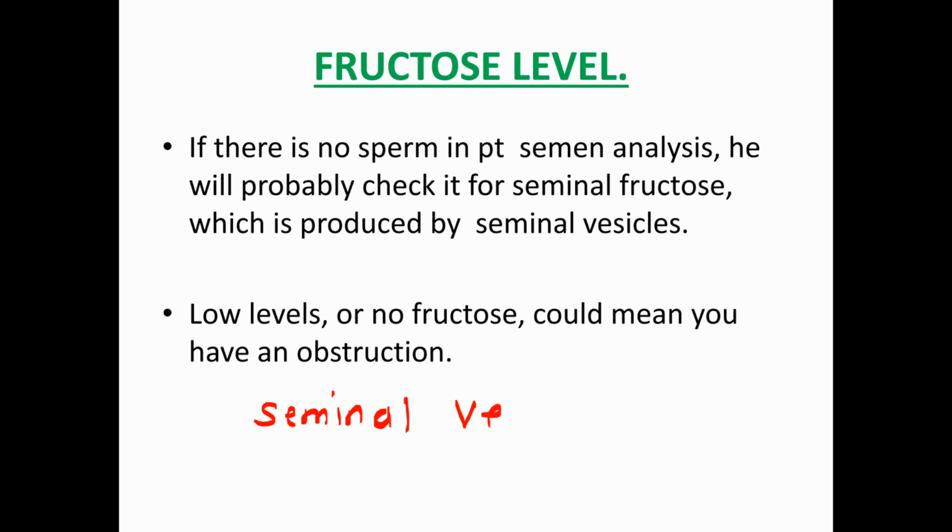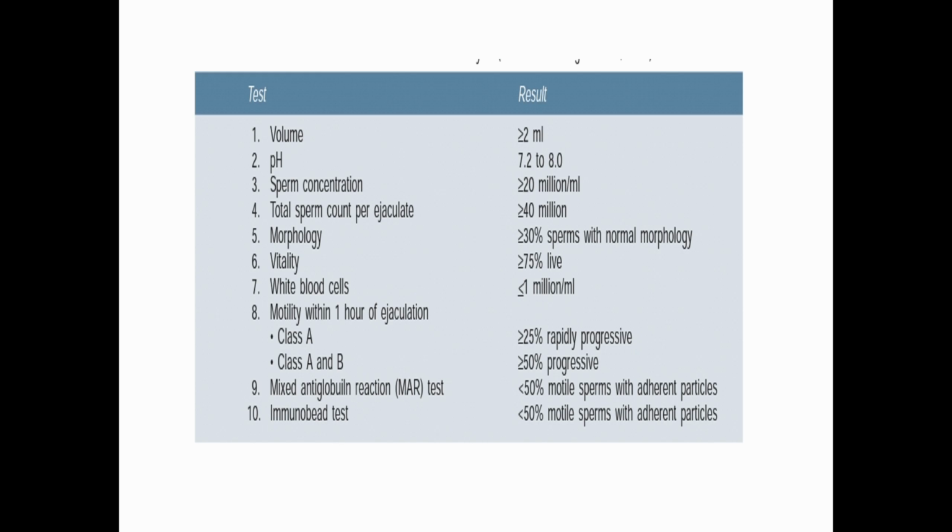In the case of seminal vesicle blockage, there is no sperm in the semen. So the next step is to confirm the blockage. We have to check the fructose level. If the fructose level is decreased and the sperm count is also decreased, it is definitely indicating there is a blockage in the seminal vesicles.